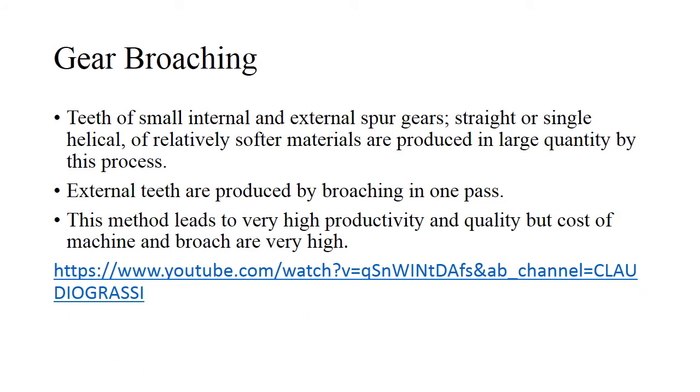Next, we'll talk about gear broaching. Gear broaching is yet another process that is used for making the teeth of small internal and external spur gears. Straight or single helical gears of relatively softer materials are produced in large quantity by this process. Where you have gears with external teeth, broaching can be done in just one pass.